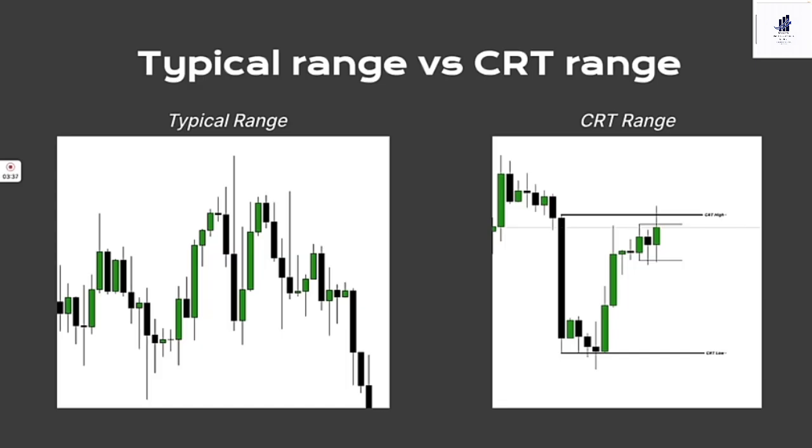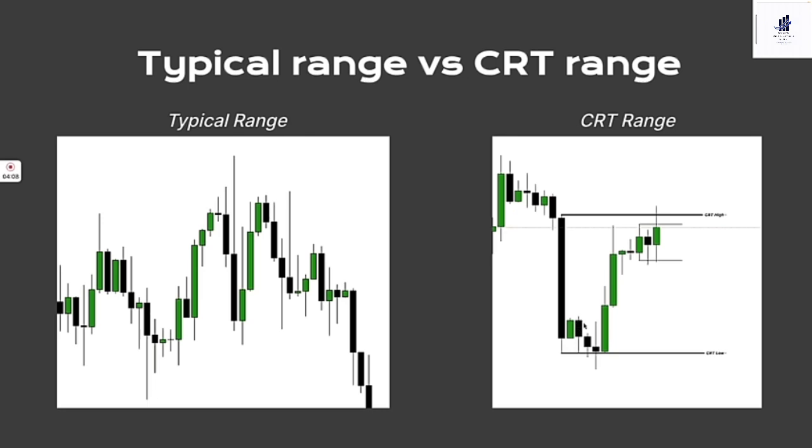So, a lot of you guys may be confused. What is a CRT range and what is a typical range? So a CRT should be very, very obvious. It should not be hard to spot. For example, right here on the left, you're going to see a typical range. No true CRTs are forming in this range, as you can clearly see. On the right, for example, we have a CRT range. Thick candle forming the range.